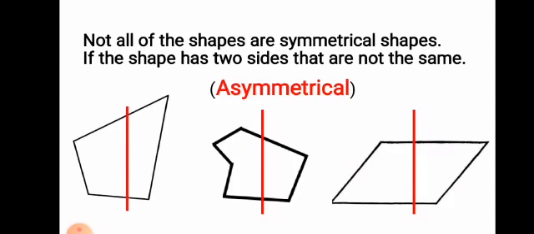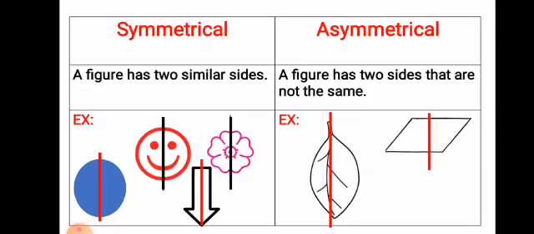And here, moving to our second shape, we will try to divide our shape. Do I have two similar sides? Very good. No. So, also, this is an asymmetrical shape. And finally, we have here this shape. We will try to divide it. Can you see two similar sides? Very good. Also no, because this is an asymmetrical shape.